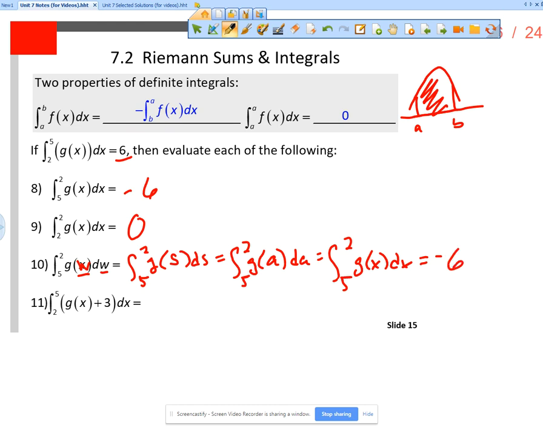All right, now what about this one? This is kind of interesting. A lot of people struggle with this. They say, oh, okay, well, this is easy. The integral from 2 to 5 of g of x, well, look at that. That's just 6. So 6 plus 3 is 9. No, this is not true.